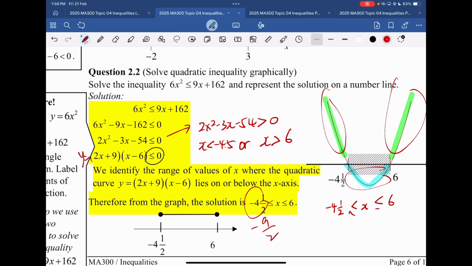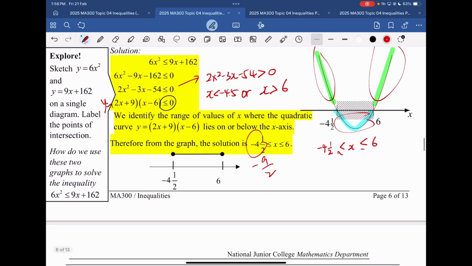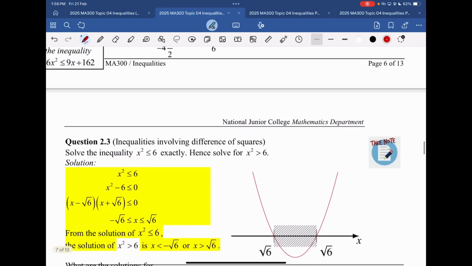You take the two intercepts, then you put the two, same thing. Correct. Okay, so now I go through question 2.4.